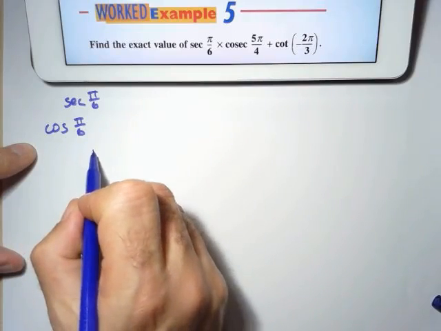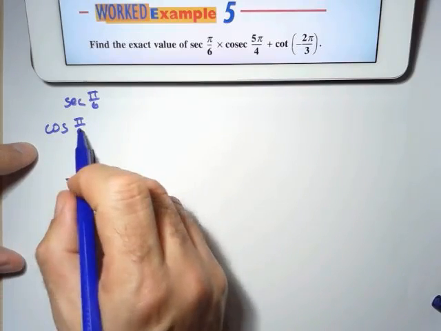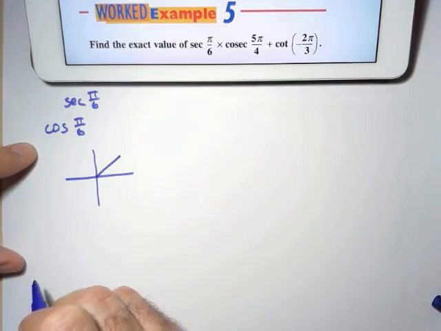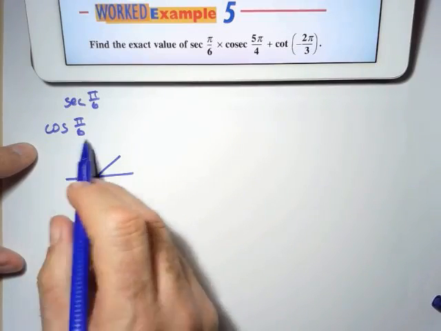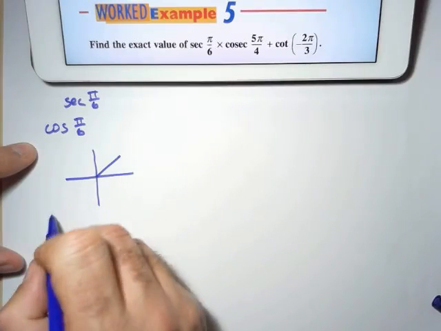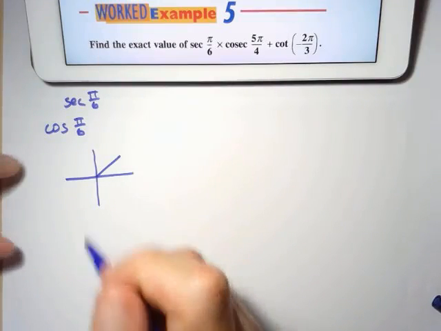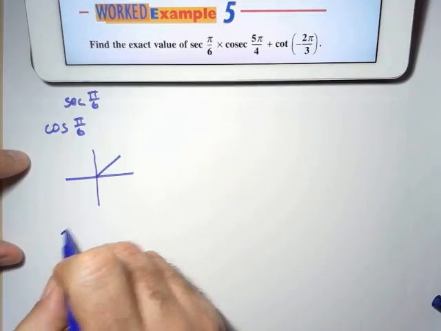cos of pi over 6 is my inverse function of sec. So if I have that, pi over 6 is my first quadrant. In my first quadrant, everything is positive. Therefore, the cos of pi over 6 just stays the cos of pi over 6. I don't really need that.